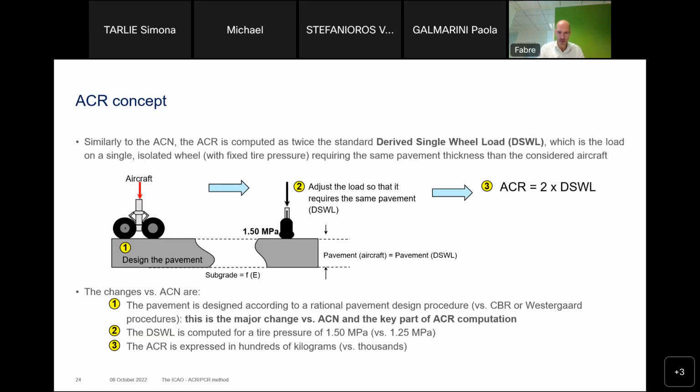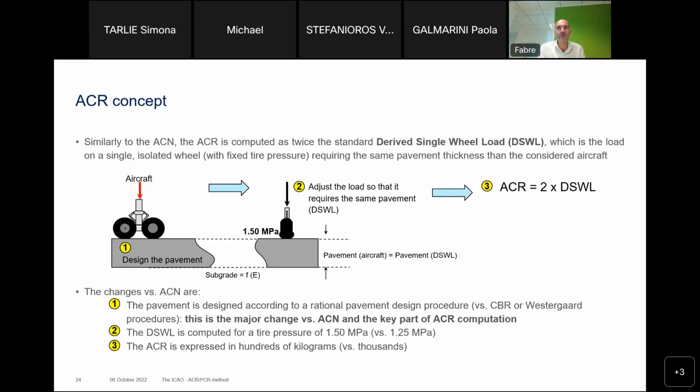And important information, which is the third change in comparison with the ACN, is that the ACR is now expressed in hundreds of kilograms and no longer in thousands of kilograms, which was the case for the ACN.